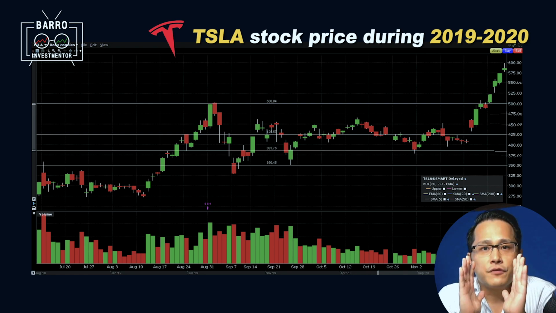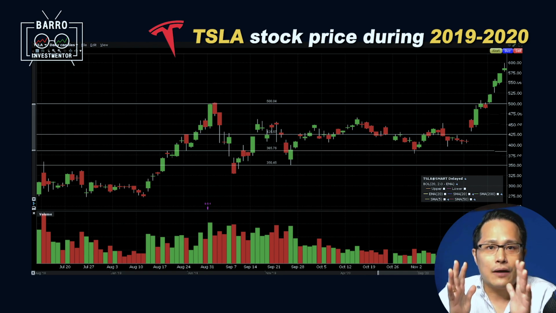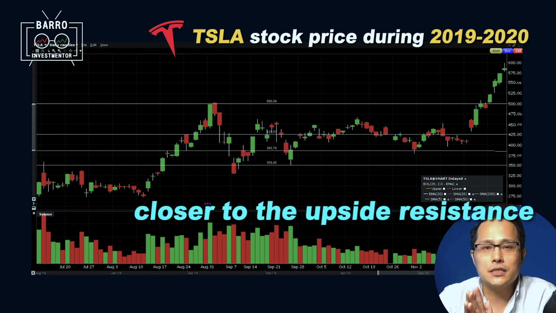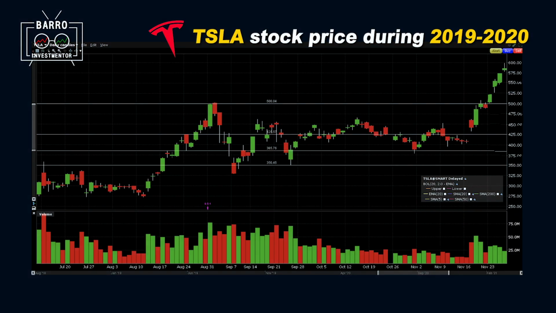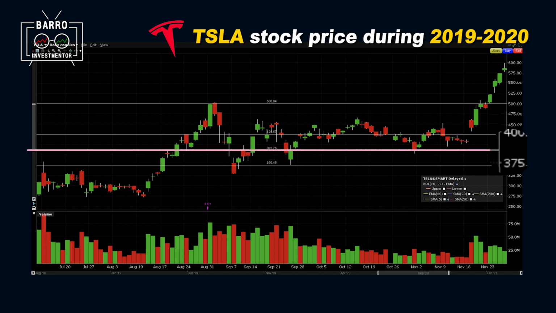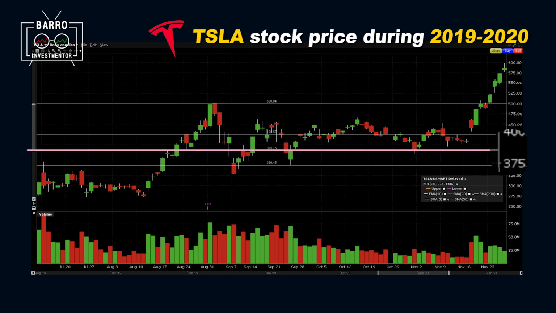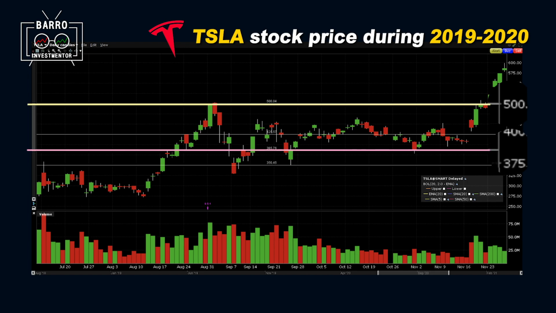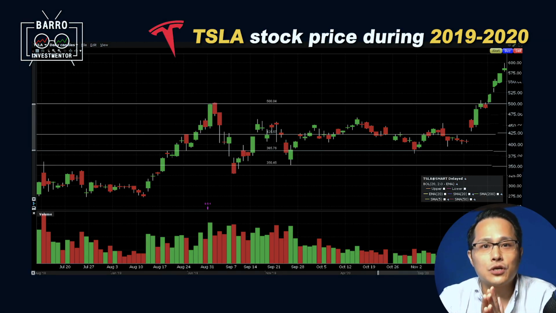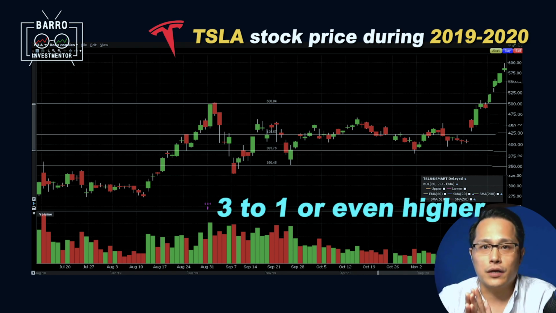So, usually with a more efficient entry and exit point, that would be somewhere closer to the upside resistance or closer to the downside support. As an example, if we set up an entry point at around $385 and plan it for a breakout or a range trade, our downside stop loss would be only around $35, which is 385 minus 350. But our profit potential could be from 385 to 500 or even higher, which is about $115 or even more.